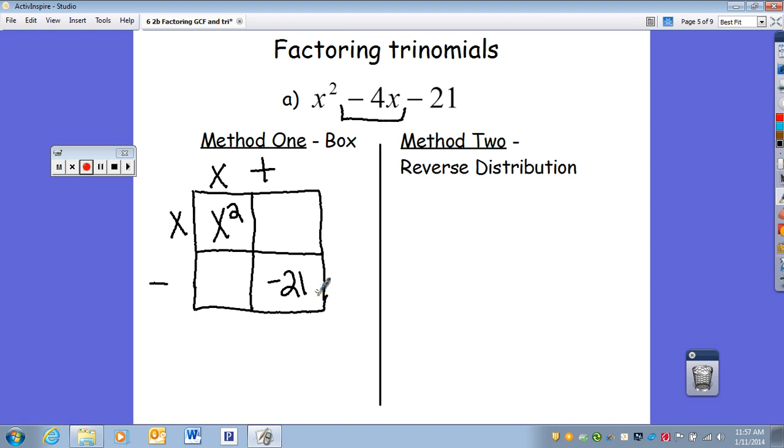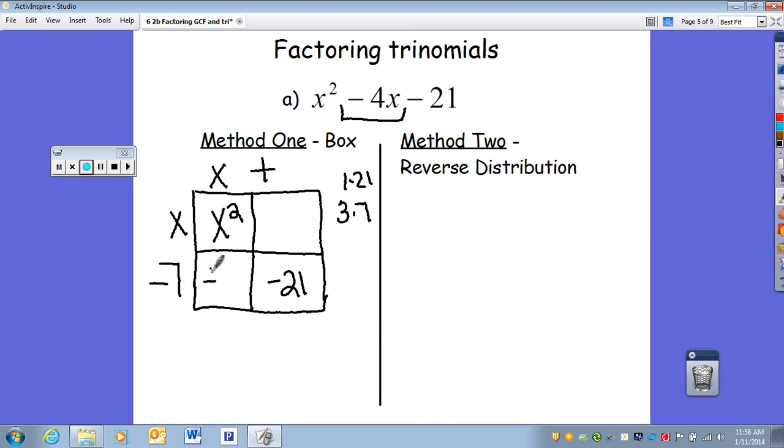So my factors of 21 could be 1 and 21. Would I be able to use 1 and 21 in a combination of positive or negative to get negative 4? Nope. So what else can I multiply together to get 21? I can multiply 3 and 7. Could I use a positive or negative combination of 3 and 7 to give me negative 4, which would be the sum or combining like terms of my boxes? Yes, I could.